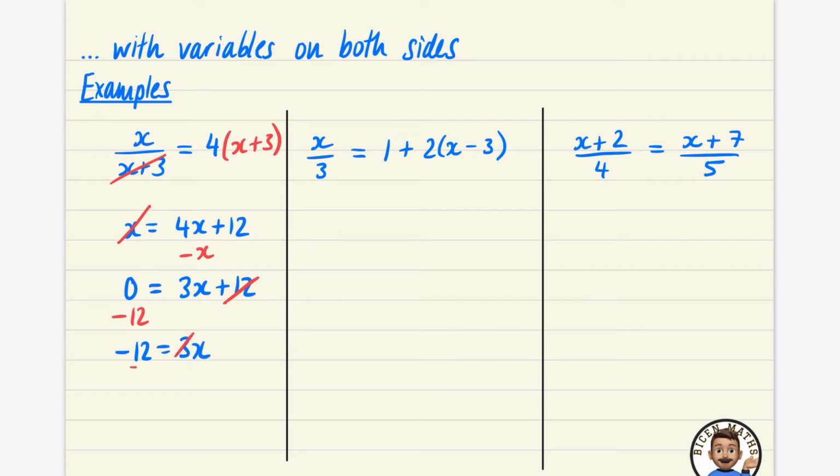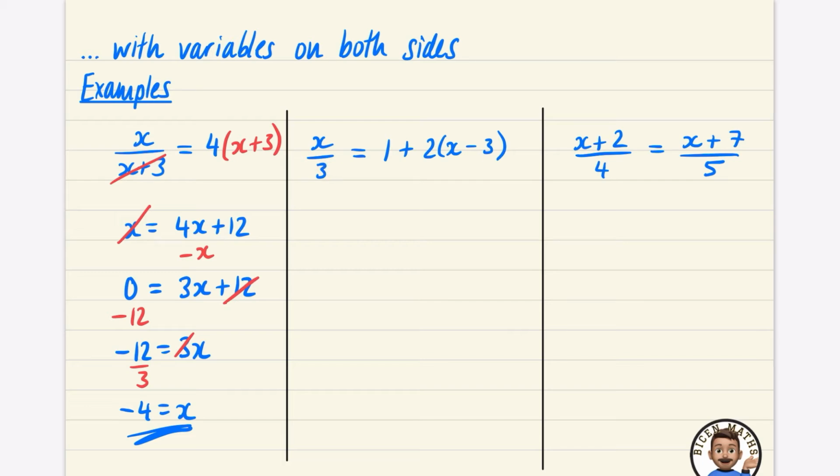I'll divide by 3. Negative 12 divided by 3 is negative 4. So the answer is negative 4. And again, if you subbed it in here, you would end up with negative 4 divided by negative 1 gives you 4. Okay, so this one we have got to divide by 3.